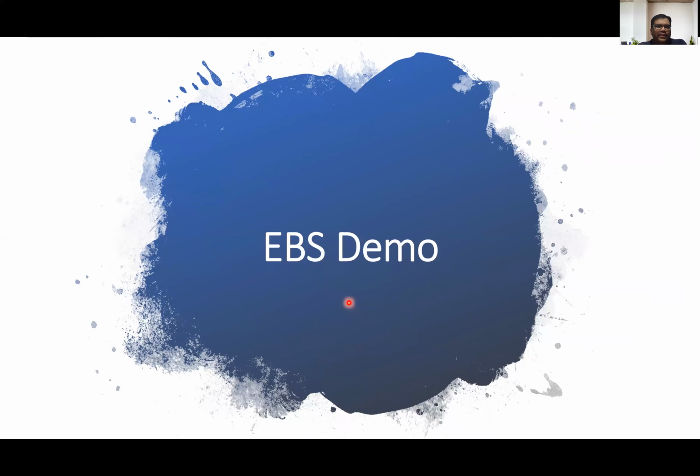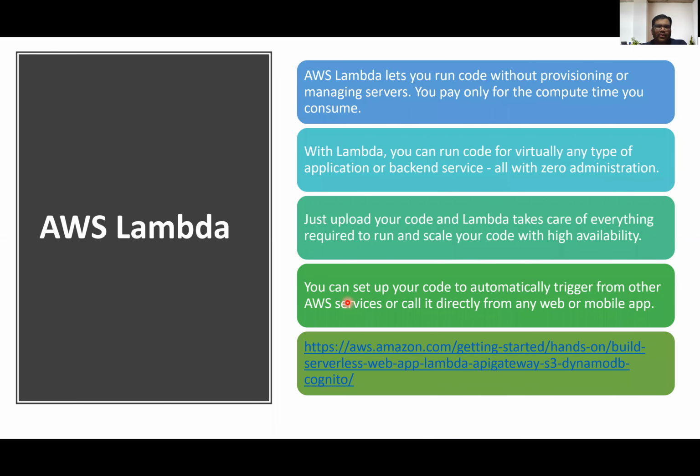All right, the next thing is AWS Lambda. Lambda is a serverless service, which means it doesn't need any server to run. AWS Lambda lets you run your code without provisioning or managing servers. You pay for the compute time you consume. With Lambda, you can run your code for virtually any type of application or backend service, all with zero administration.